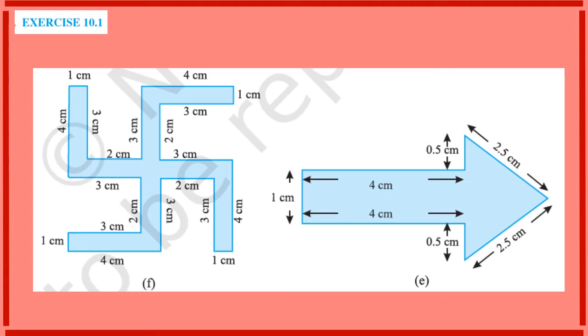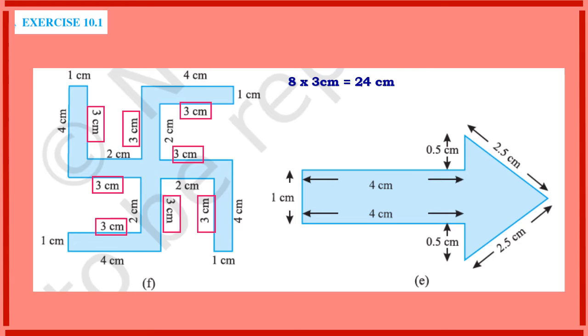We have to find the perimeter. So many numbers are there, no? To count all of them is a little bit difficult. So what we will do is, first I will count how many 3s are there. 1, 2, 3, 4, 5, 6, 7, 8 3s are there. So that means 8 into 3. Next I will count how many 4s are there. 4 4s are there.